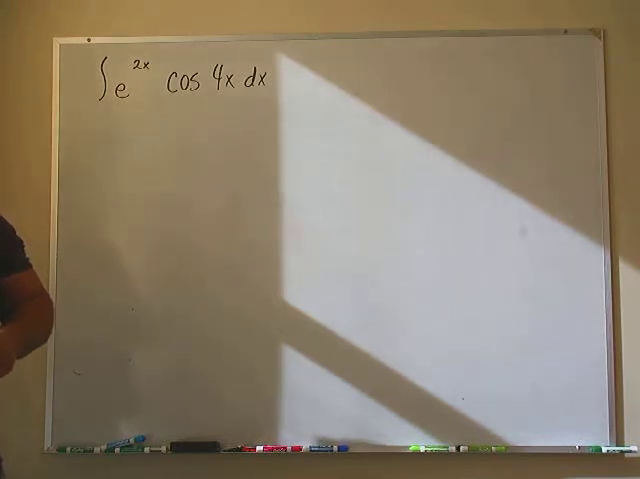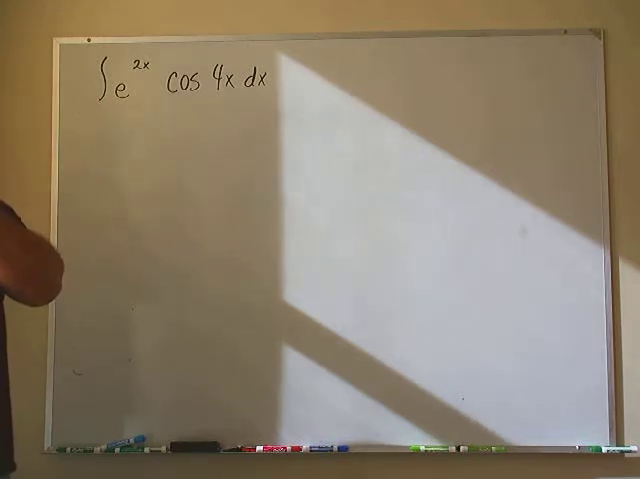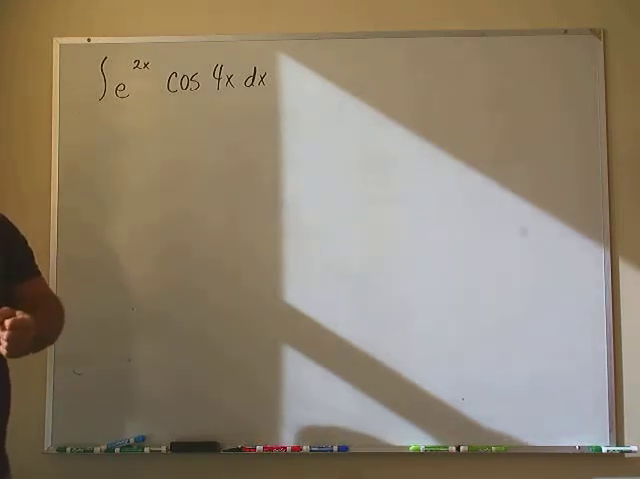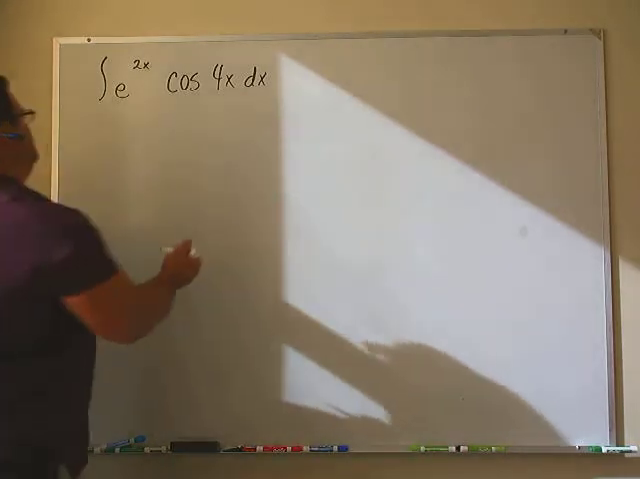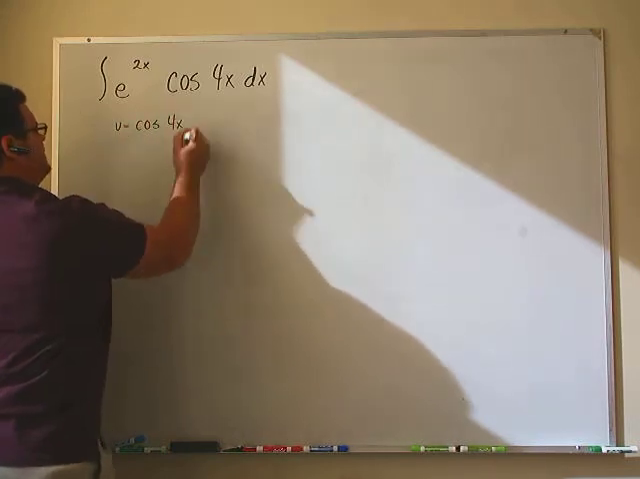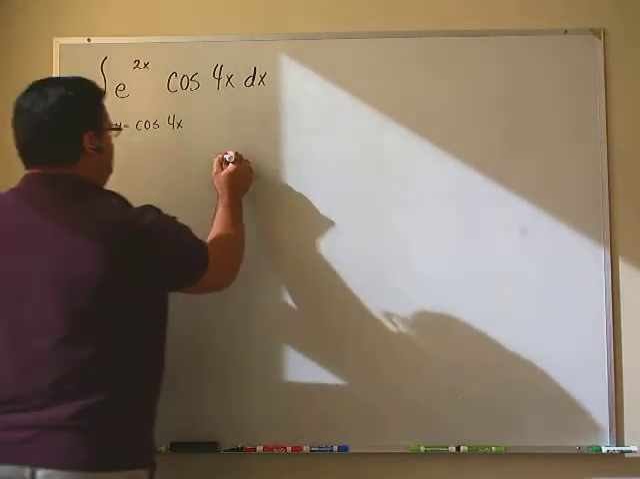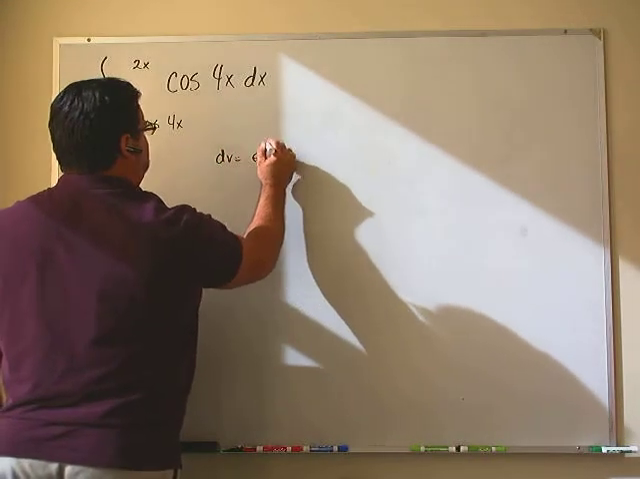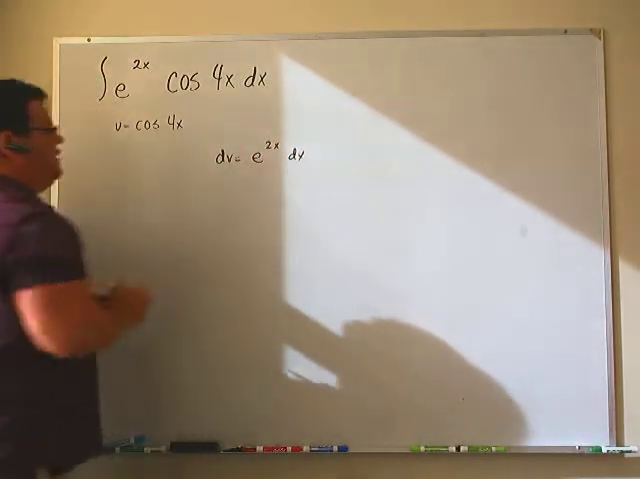uv minus the integral of v du. So, as I told you in class, it's ultraviolet minus voodoo. So you have to pick a u and a dv to fit in this form. And in this case, I always pick cosine. So u is equal to cosine of 4x, and dv is equal to e to the 2x dx.